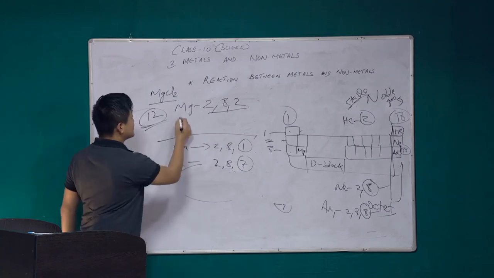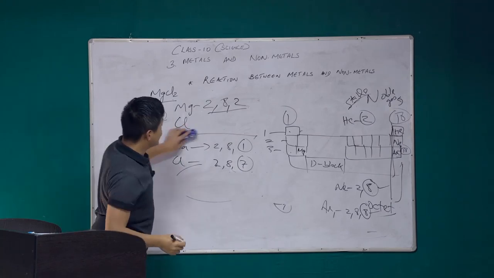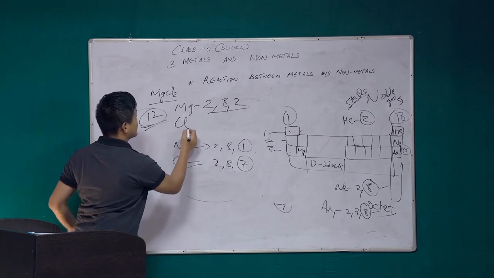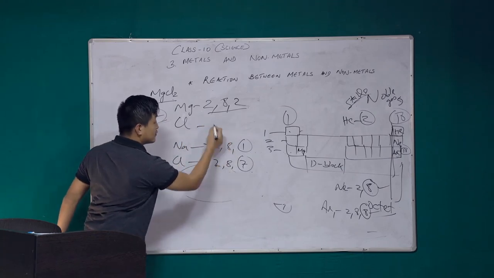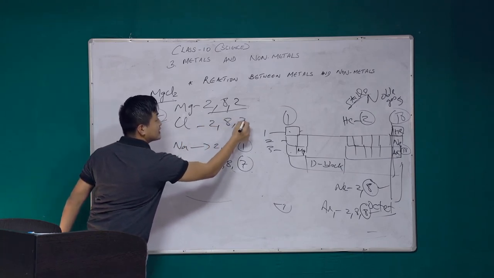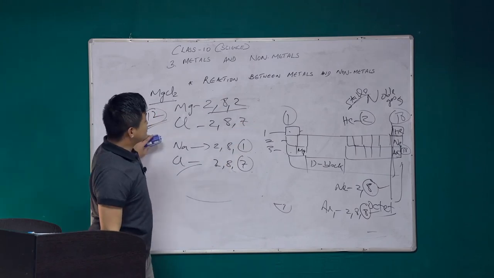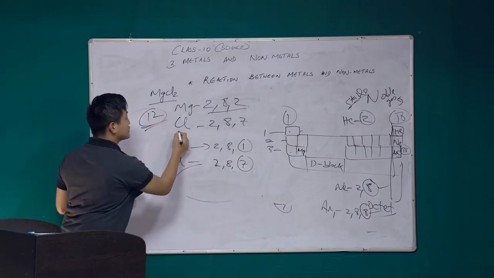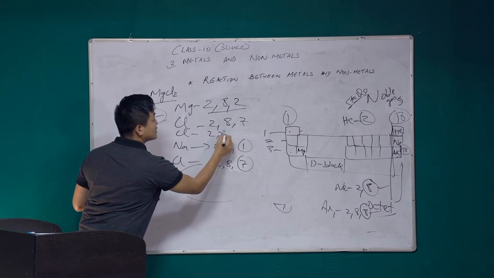Clear? And the chlorine, we have two chlorine here. So chlorine, the configuration is the same thing, 2, 8, 7. But if we look here, we have two chlorine, okay? We have two chlorine, 2, 8, 7.